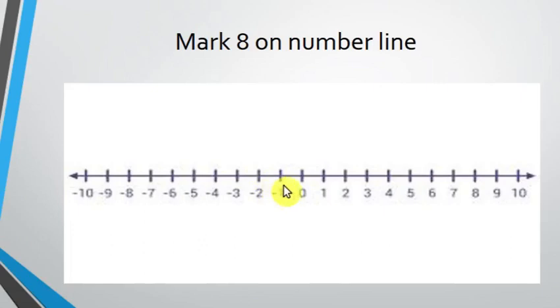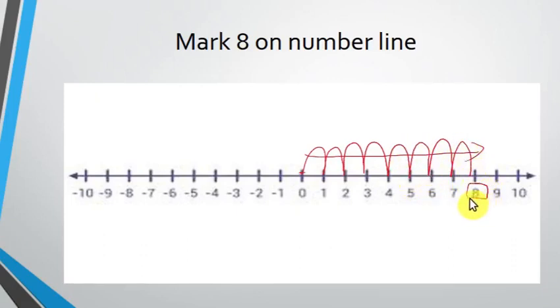Shall we do one more? Mark 8 on the number line. First, we have to go to 0. 0 is at the center of the number line. So, 8 means positive 8. So, we have to go to the right side. So, we have to move step by step. How many steps am I moving? 8 steps I am moving. So, I am marking 8 on the number line.